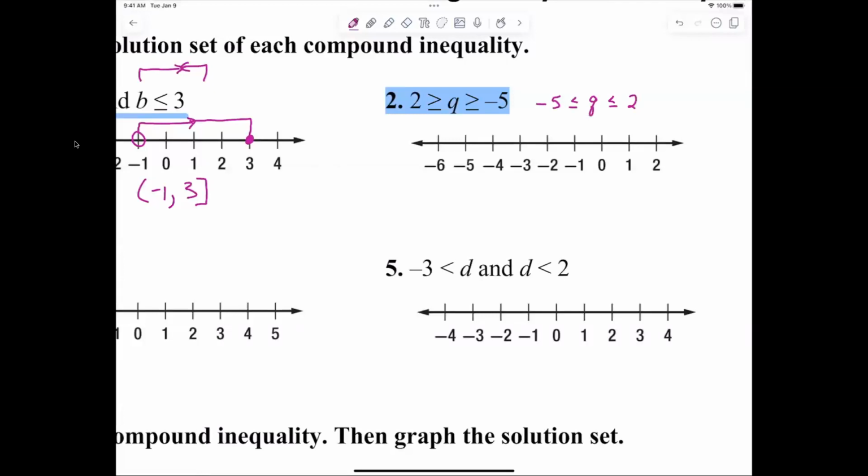But that means Q is between -5 and 2. So we put a solid dot at -5, solid dot at 2, and it's everything in between. This is an and statement. All right. So interval notation would be a bracket at -5 and a bracket at 2. Just like that.